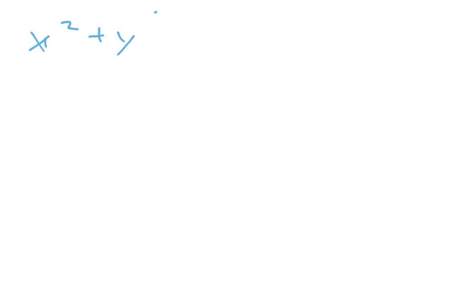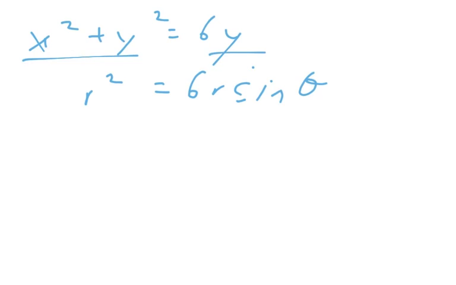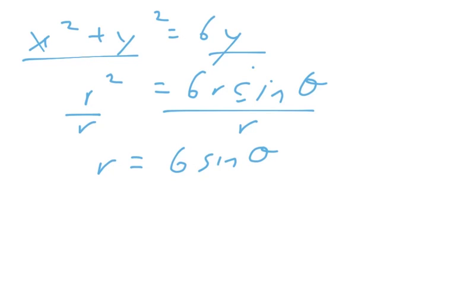x squared plus y squared equals 6y, and we're supposed to write this in polar. So there's r squared, and there's 6r sine theta, because y is the same thing as r sine theta, but both sides have an r that I can divide by. So r equals 6 sine theta.